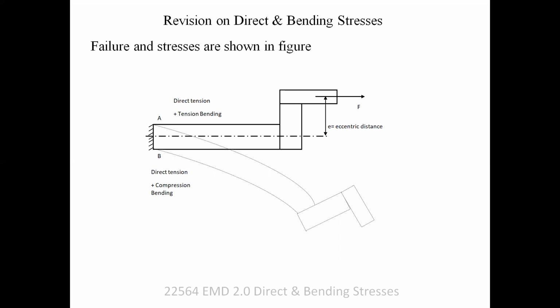So this is the failure that we can say occurs when there is an eccentricity between the body and the force. If there is no eccentricity, there is only tension. But if there is even a slight eccentric distance, you will find that the body is subjected to direct and bending. So again, let us understand in detail.